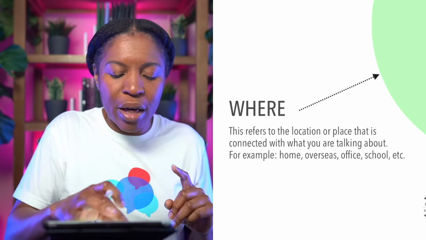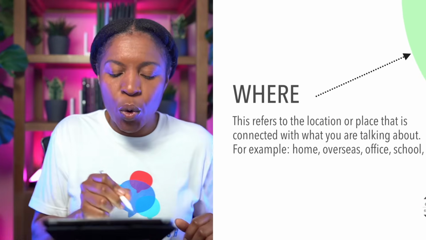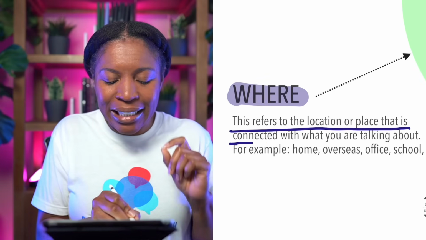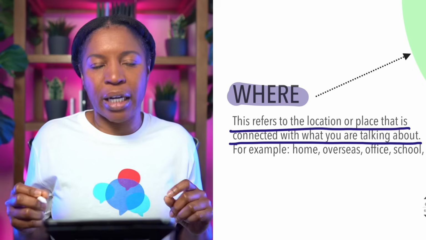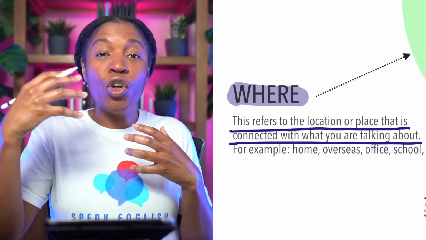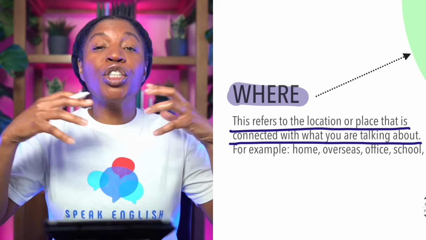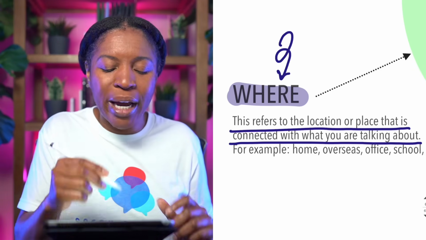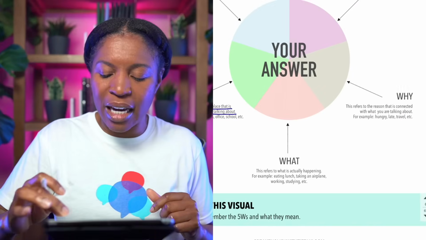Now we're going to go to the where. This W, where, refers to the location or place that is connected with what you are talking about. As you are giving your idea, your opinion, or describing an experience, you need to make sure that you are also including where this situation happened. You need to help the person listening to you be able to visualize where the situation occurred. Then we go to the next W.